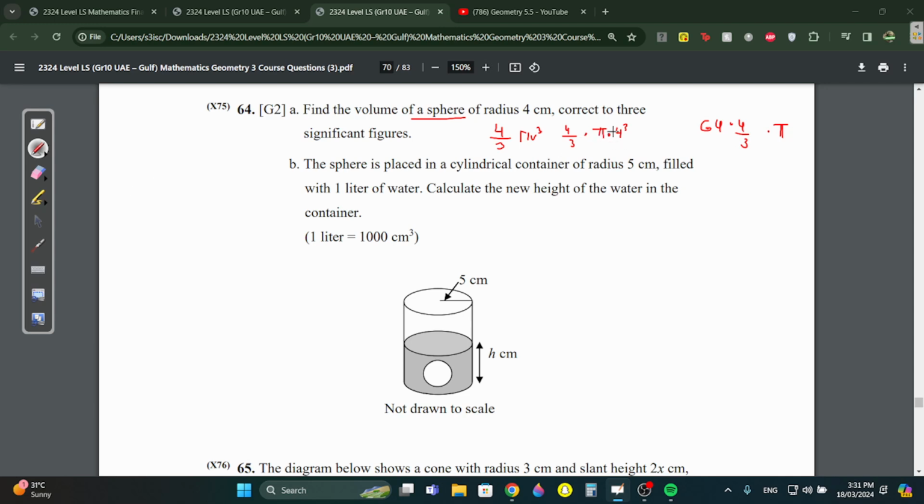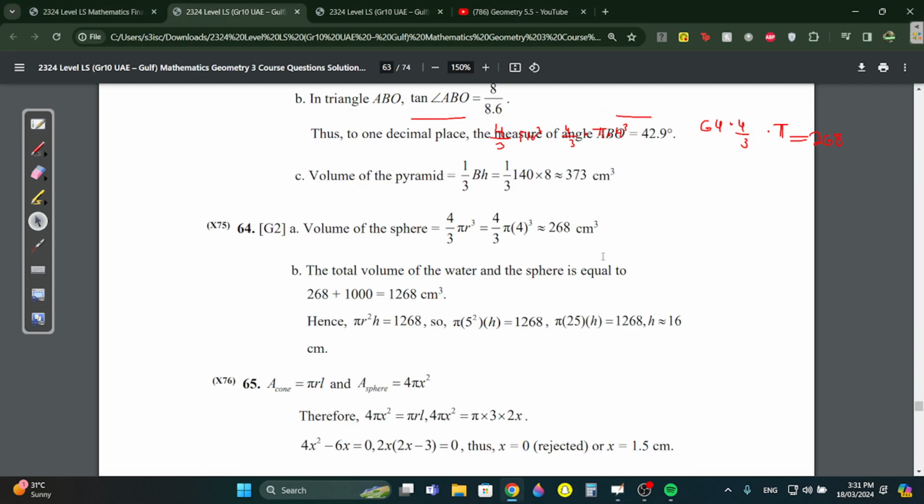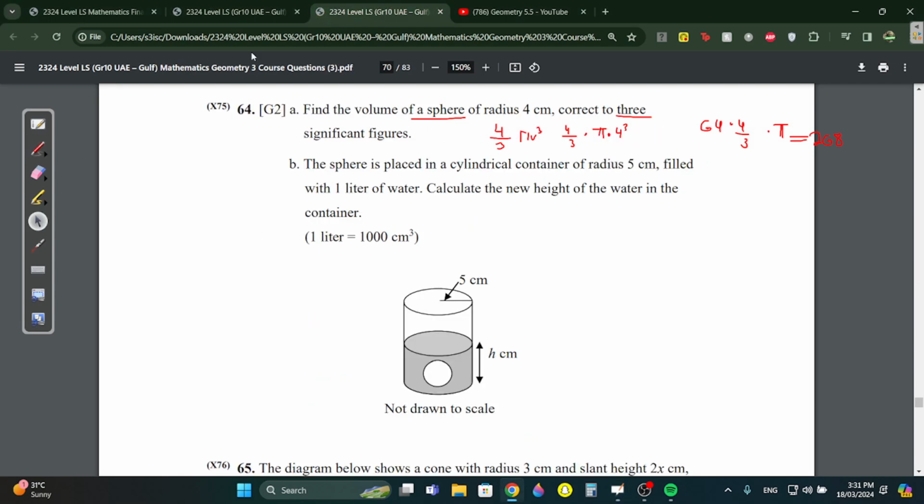Correct to three significant figures. They don't want it in terms of pi, so you actually have to calculate it. 64 times 4 over 3 times pi. You get 268. To three significant figures, it's 268. Let me check, is that correct? Yeah, 268.